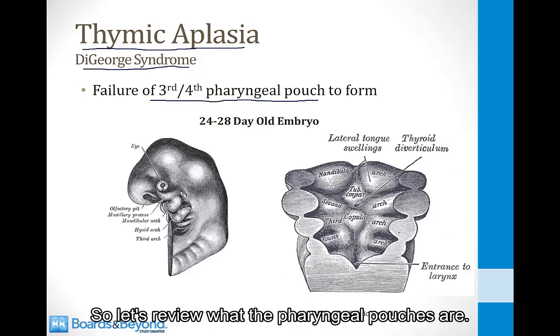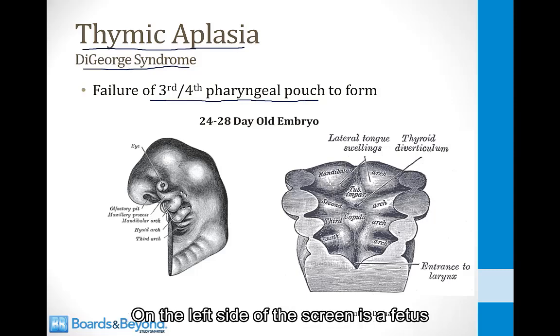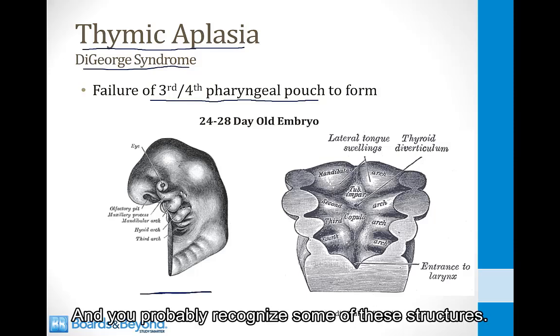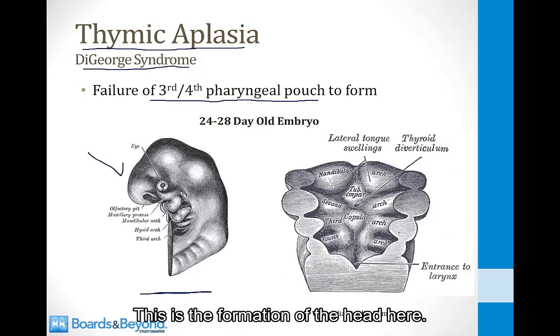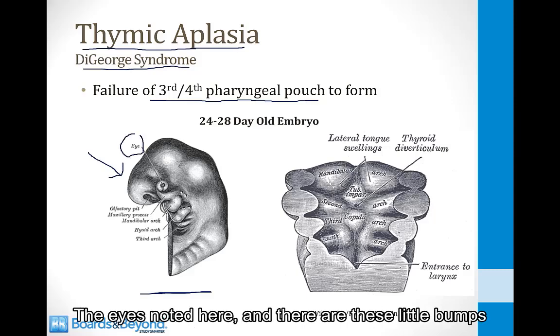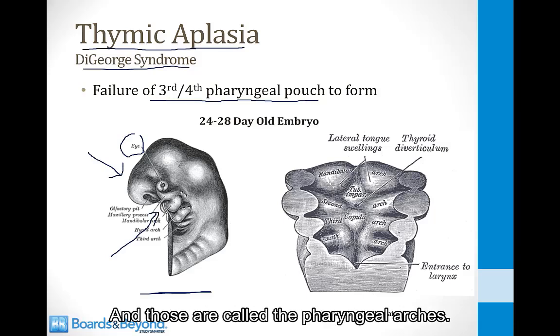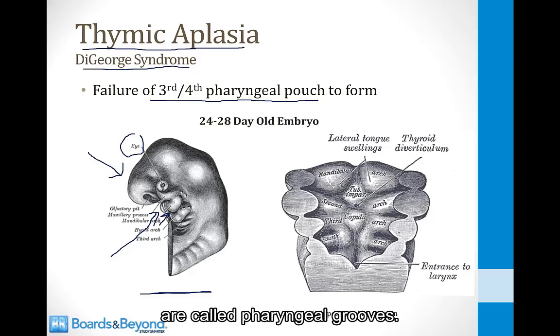So let's review what the pharyngeal pouches are. On the left side of the screen is a fetus at about 24 to 28 days old, and you probably recognize some of these structures. This is the formation of the head here, the eye is noted here, and there are these little bumps that begin to form right here, and those are called the pharyngeal arches. The little grooves between each bump are called pharyngeal grooves.